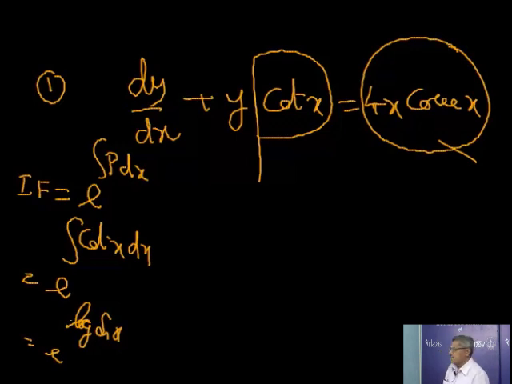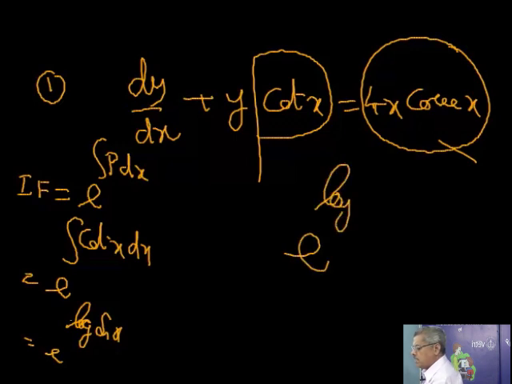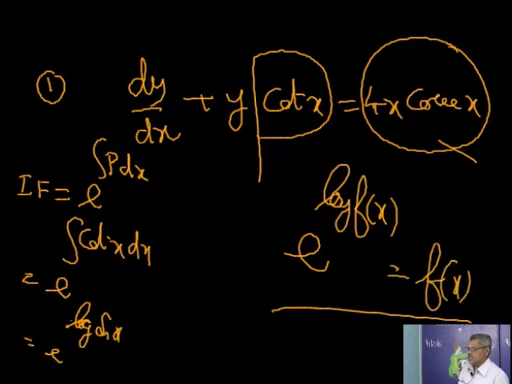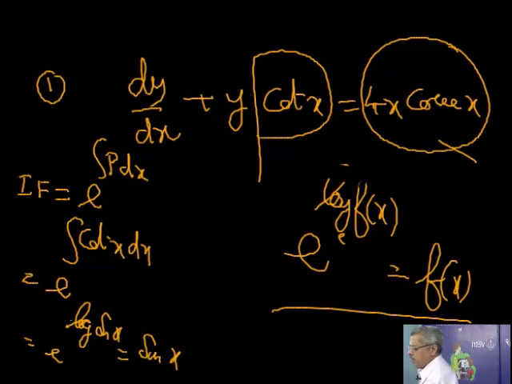We know one property of logarithms. That property says e power log f of x is equal to f of x. If you have log of f x, automatically it is to the base e, that's understood. e power logarithm of any function to the base e is that function. Here e power log sin x is simply sin x, according to the property of logarithms.